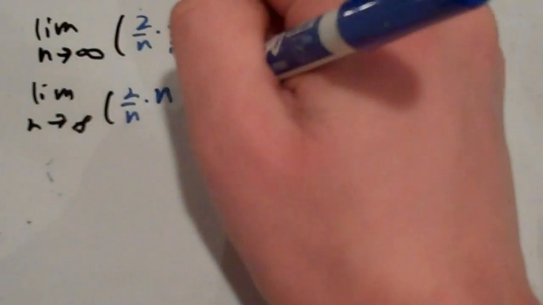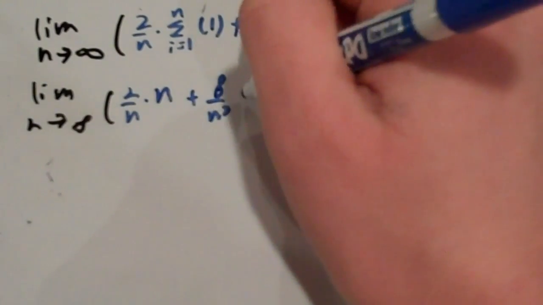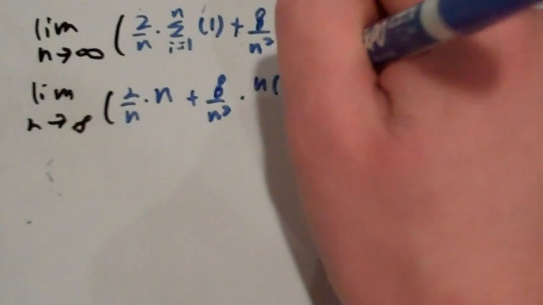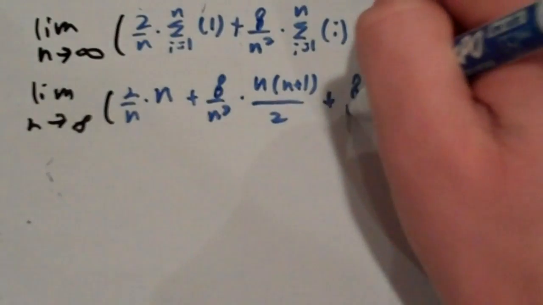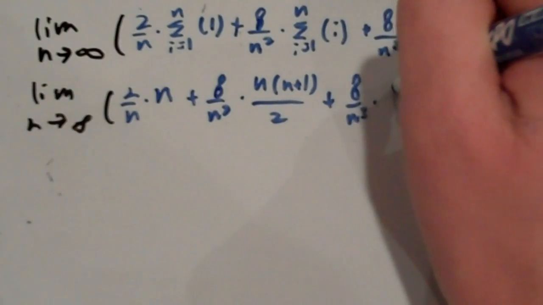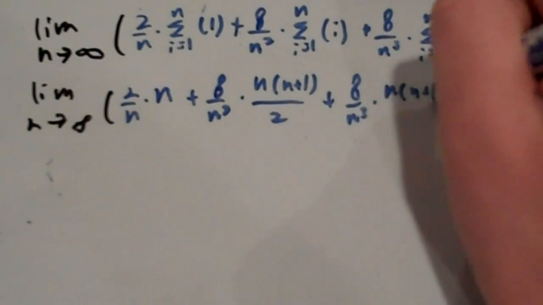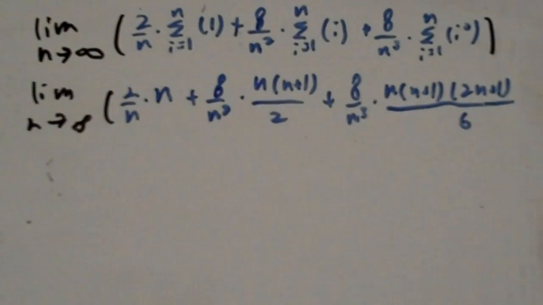So we have that. And then we have our next term, which is 8 over n squared. The summation formula for i was n times n plus 1 over 2. And then we have 8 over n cubed. Our summation formula for i squared was n times n plus 1 times 2n plus 1, all over 6. So we are now at this point.